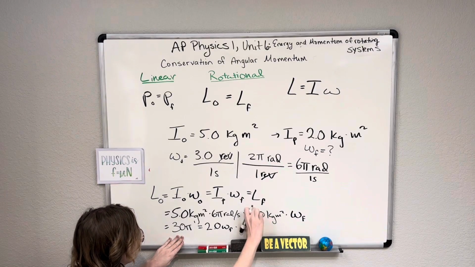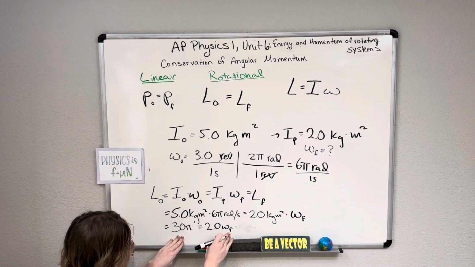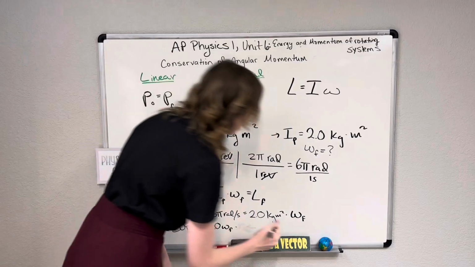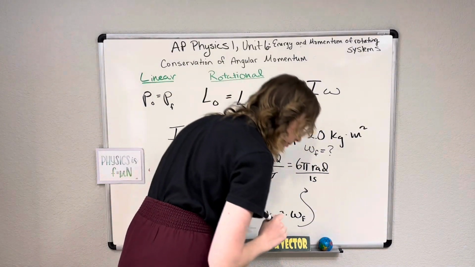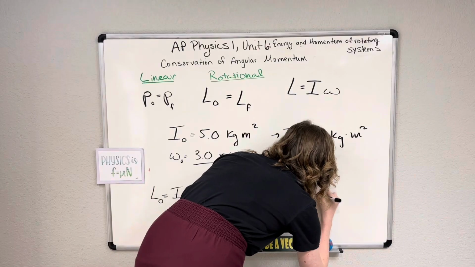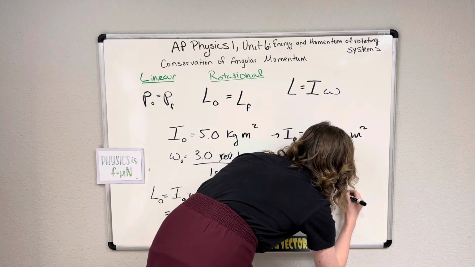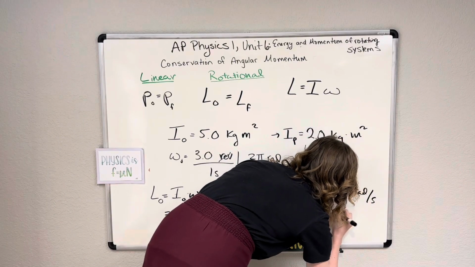Now I can just use this to solve for my final rotational velocity by dividing both sides by 2. I end up with my final rotational velocity being 15 pi, which is kind of gross, so we're going to do multiplication and convert that. So my final rotational velocity is 47 radians per second, or 15 pi.